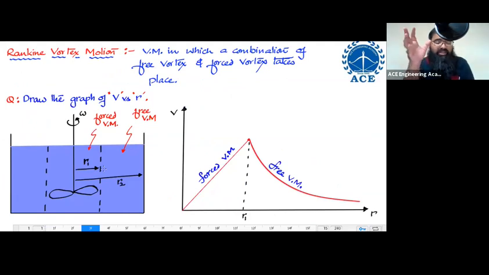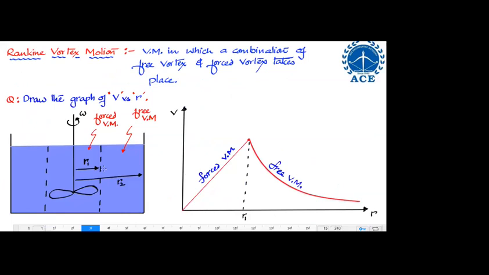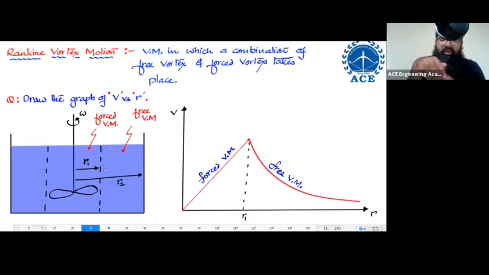For example, I told you that when you are creating a vortex motion in a bucket of water, that time I told you it is approximately forced vortex. But strictly speaking, that is also a Rankine vortex case only. You cannot give torque to every particle. You can give torque to some fluid particles, and some fluid particles move without any external torque, because these other fluid particles make them move.